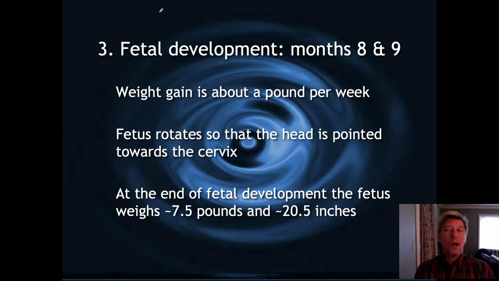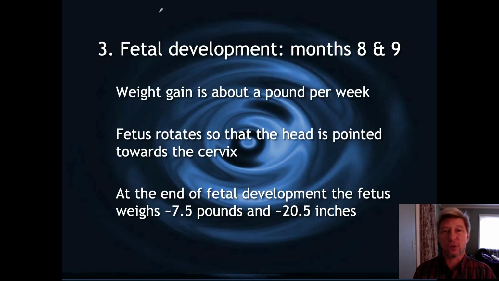Okay, fetal development in months 8 and 9. Weight gain is about a pound per week. Toward the end of the last month, the fetus rotates so that the head is pointed downward toward the cervix. And at the end of this, an average American baby will weigh about 7.5 pounds and be approximately 20 inches long.